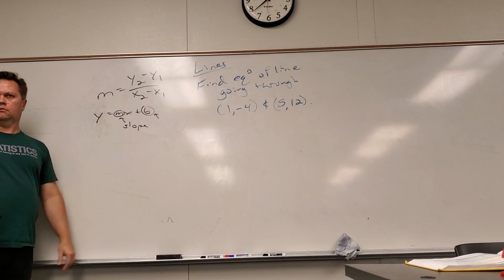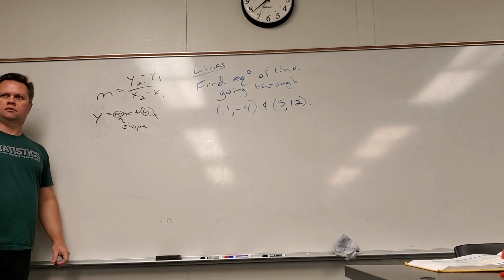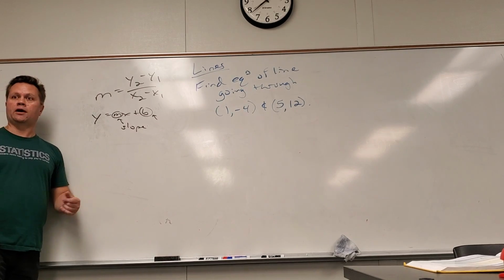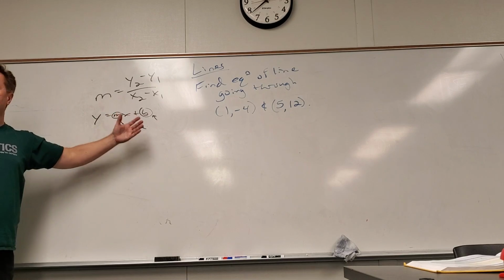This is slope, and what was b? Guys, what was b? Your y-intercept. Where it crosses the y-axis, the y-intercept. Why does that make sense? Because when x is 0, y is b. So of course that's the y-intercept.